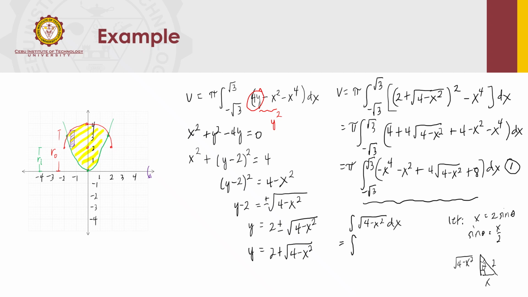So that's 2 cosine theta and then dx. From this equation, dx is 2 cosine theta d theta. That's times 2 cosine theta. So that's 4 times cosine squared theta d theta.